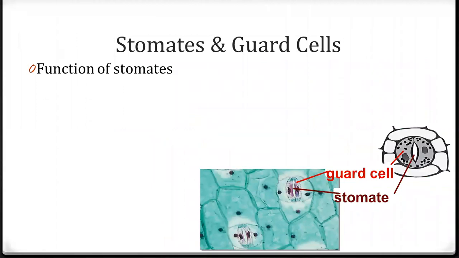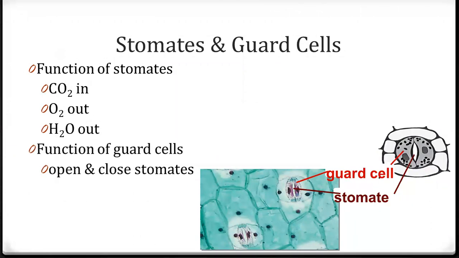Okay, so stomates and guard cells. The function of the stomates is to let carbon dioxide in and let oxygen out. And it also lets water out. Guard cells are going to open and close the stomates based on what needs to happen to maintain homeostasis. So if your plant is losing too much water, the guard cells will close. And then they'll open up to let carbon dioxide in. So they will close in a time where they prevent water loss.